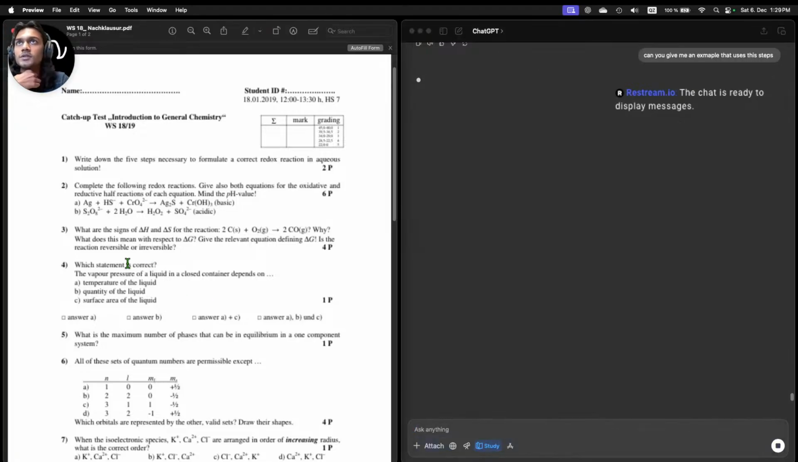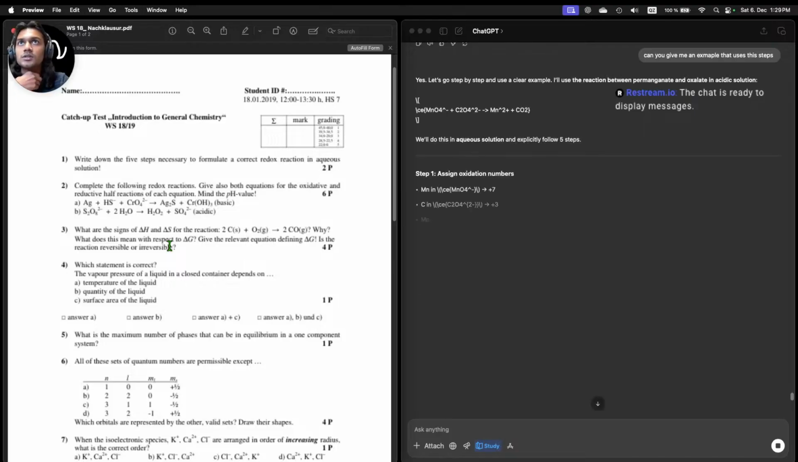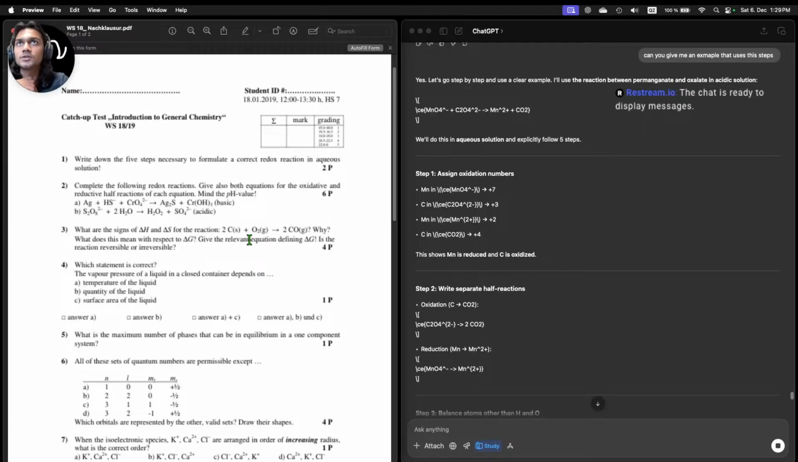What are the signs of delta H and delta S of a reaction? Why? So, solid to gas, right? Gas has higher entropy. This is positive.